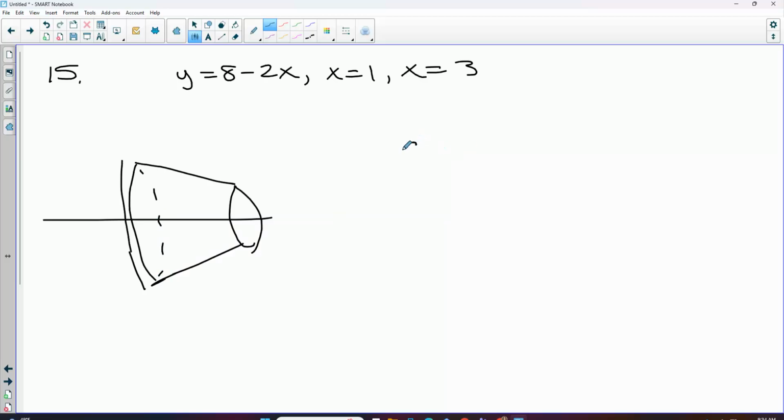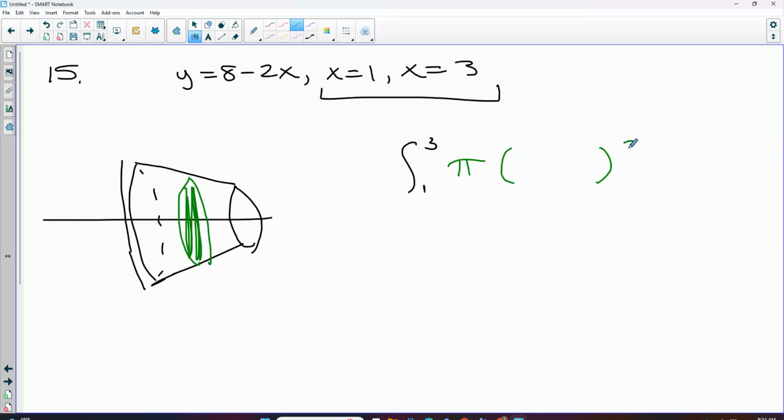Okay, so when I set this up, your limits are already given. We're just going from 1 to 3. A cross section is still just a circle. So it's just pi times the radius squared. And we said we're working in terms of x. Your radius is just from here to here. And we already know that formula is 8 minus 2x.